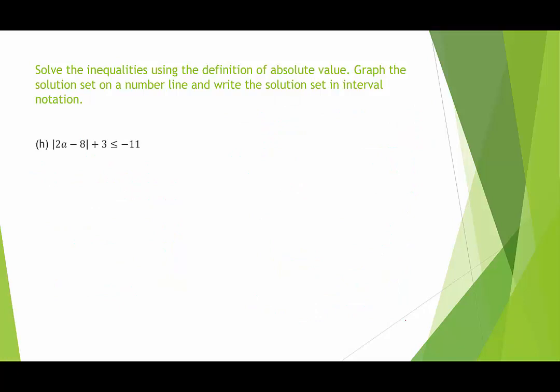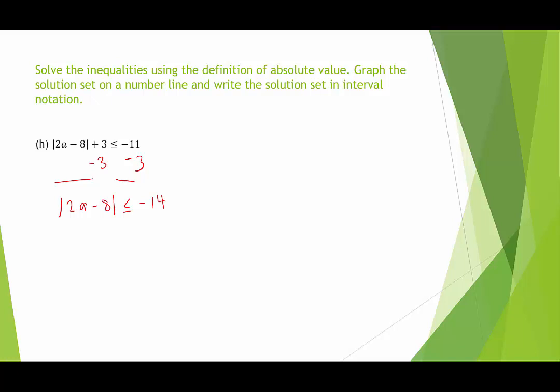Here in letter H, I see that the absolute value is not yet isolated. The good news is that it is on the left-hand side, so let's subtract 3 from both sides. Now I have the absolute value of 2a minus 8 is less than or equal to negative 14. There's that line again. Now, an absolute value is something that is non-negative.